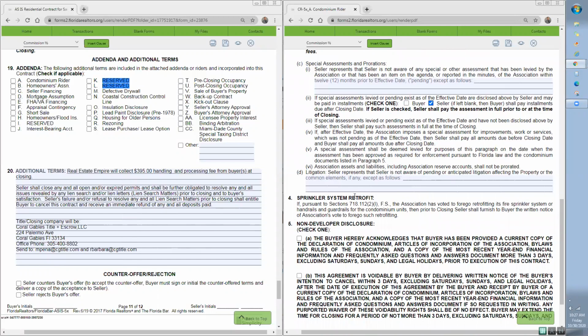If there's any sort of litigation in the association, meaning somebody is suing the association for any reason, they will have to place that here. So we're aware that there is some sort of legal case against the association. If there is no legal case, then there's nothing that needs to be placed here.